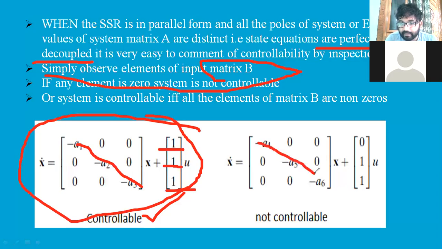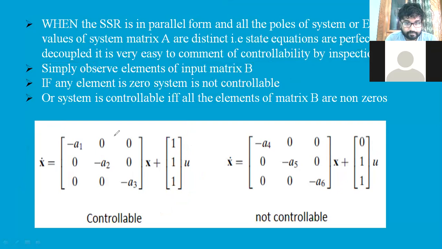This is also a diagonal matrix. This is also parallel representation. But here one of the elements of matrix B, that is the input matrix, is 0. It means the state corresponding to this element, that is the first state x1, we cannot control through the input. That is the meaning. Then we can say that the system is not controllable. This we have seen in the last class.